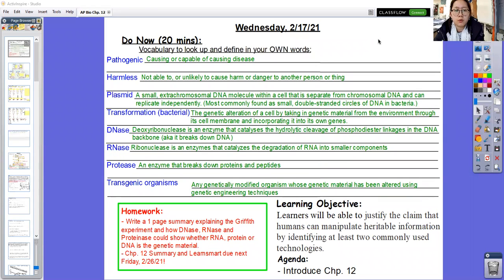So the next unit that we are going to move on to is chapter 12 in the textbook, and it's covering DNA, DNA transformation, and the central dogma. If you remember the central dogma from pre-AP bio, then this might be a little easier to wrap your head around since it's a lot of review information with just a little bit of detail added. First off, chapter 12 Summary and Learn Smart will be due next Friday.